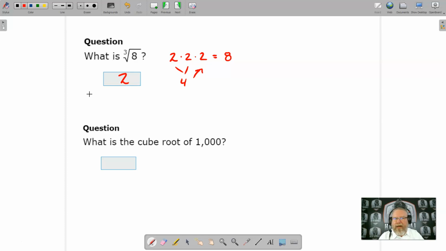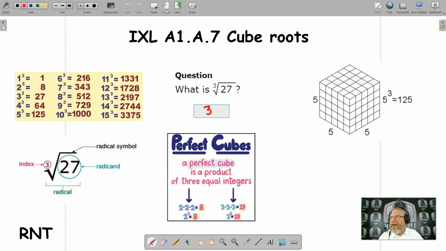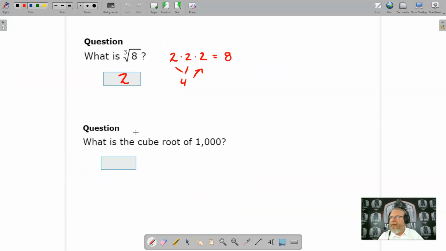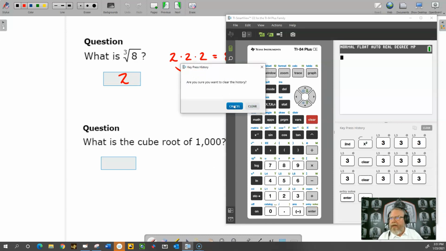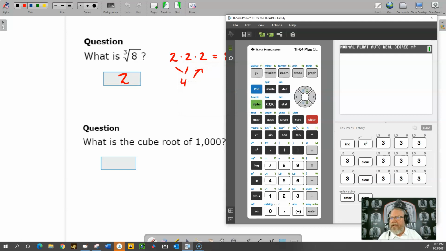Now we can also check our cube roots on a calculator. You could use the slide that I used here, and we see that the cube root of 8 is indeed 2. You could use this chart to find your answer, or we could also use a calculator. So let me grab my calculator, hit clear, and clear the keystroke history, and then from there we'll go on.